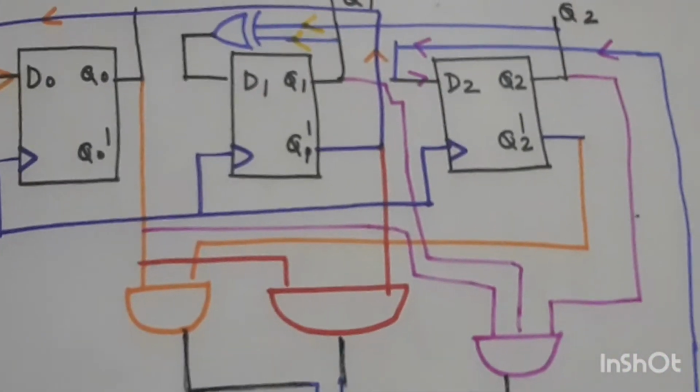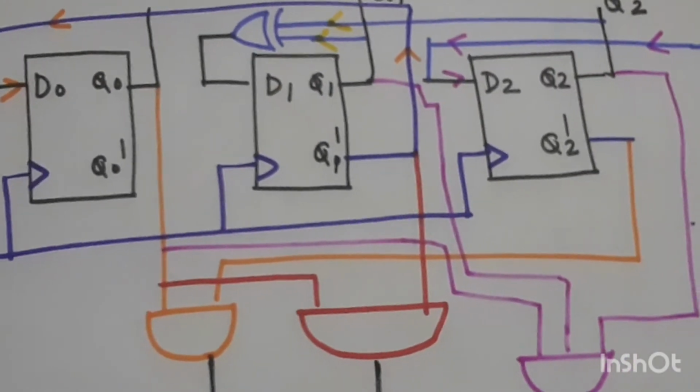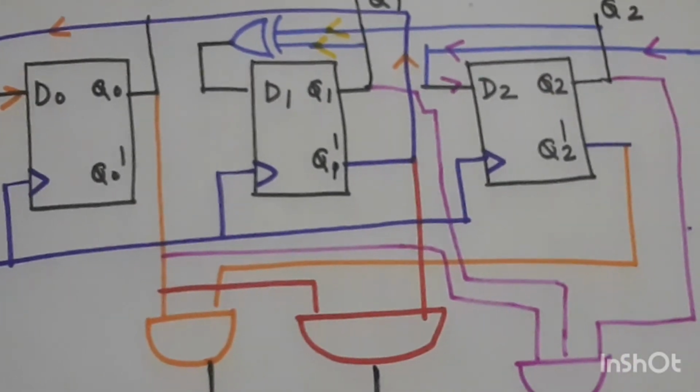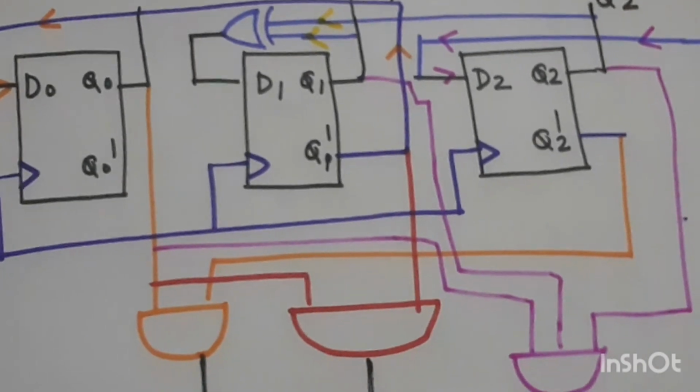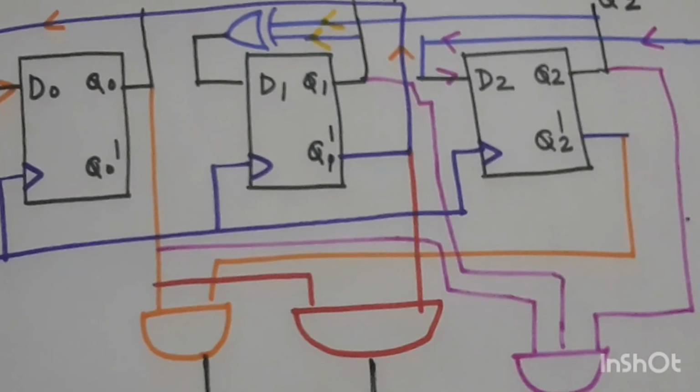You can see that this is how we have designed the synchronous counter, having 8 states, and the transition of the sequence is 0 to 1, 1 to 2, 2 to 3, 3 to 4, 4 to 5, 5 to 6, 6 to 7 and back to 0.